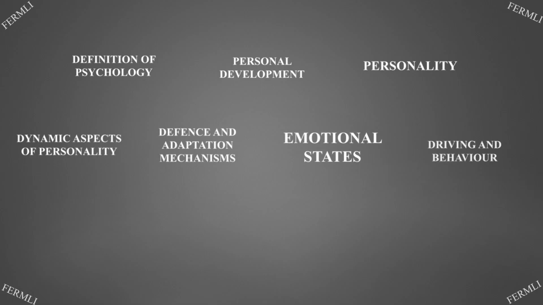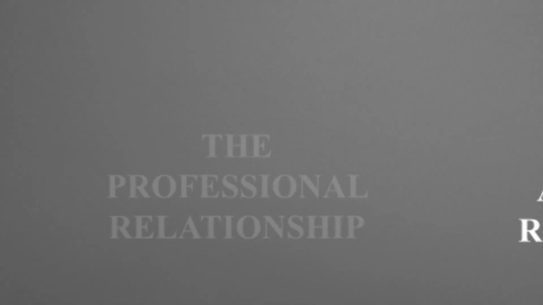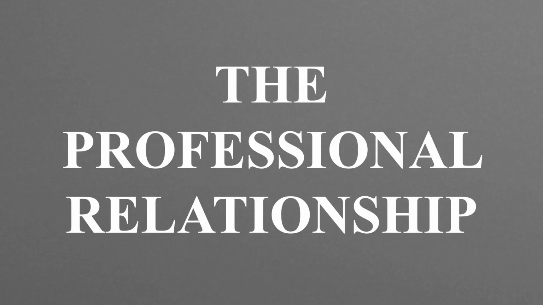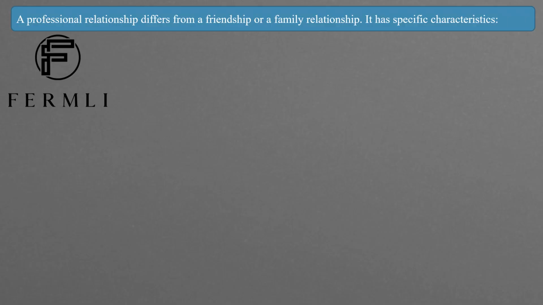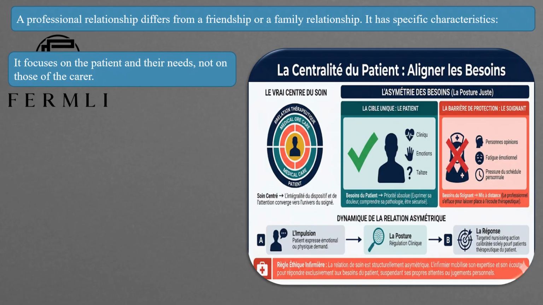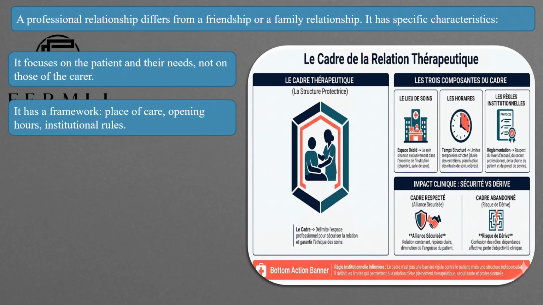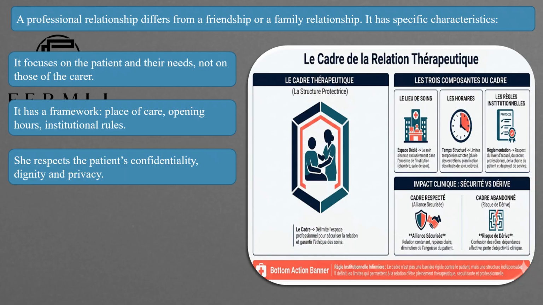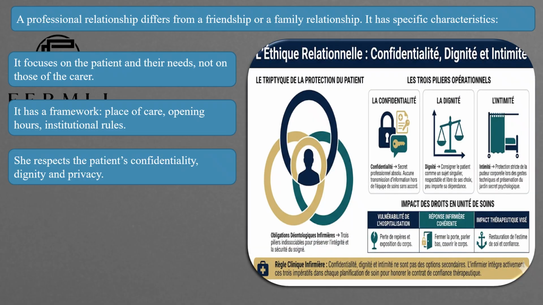Definition of psychology. Personal development. The professional relationship. A professional relationship differs from a friendship or a family relationship. It has specific characteristics. It focuses on the patient and their needs, not on those of the carer. It has a framework: place of care, opening hours, institutional rules. It respects the patient's confidentiality, dignity and privacy.